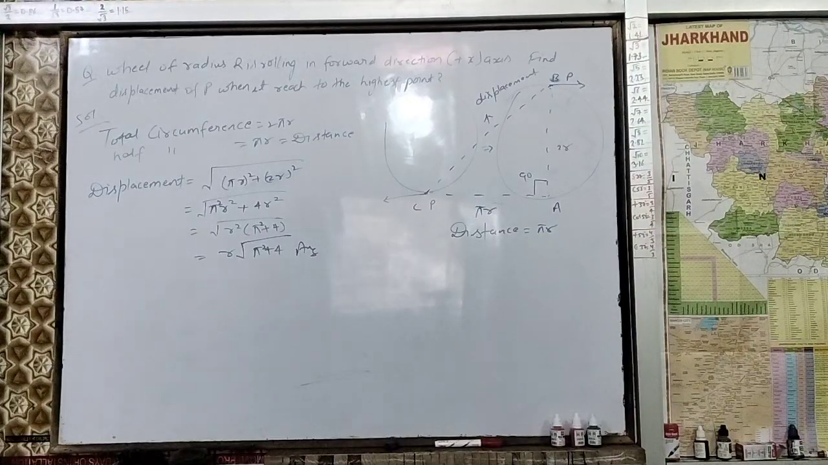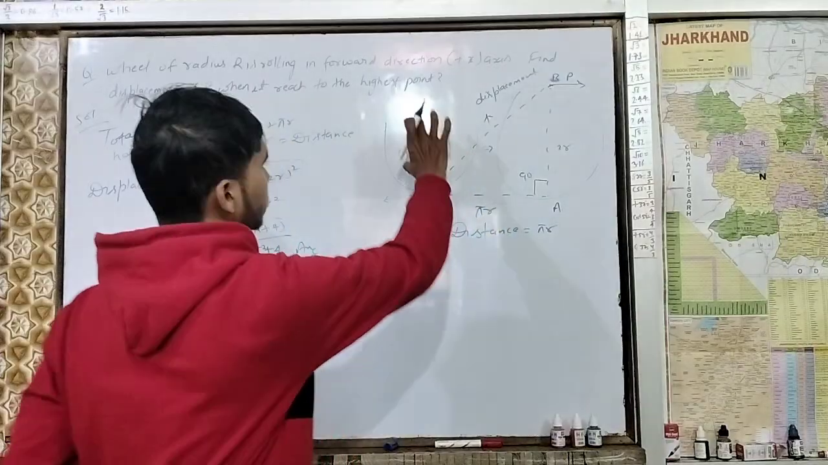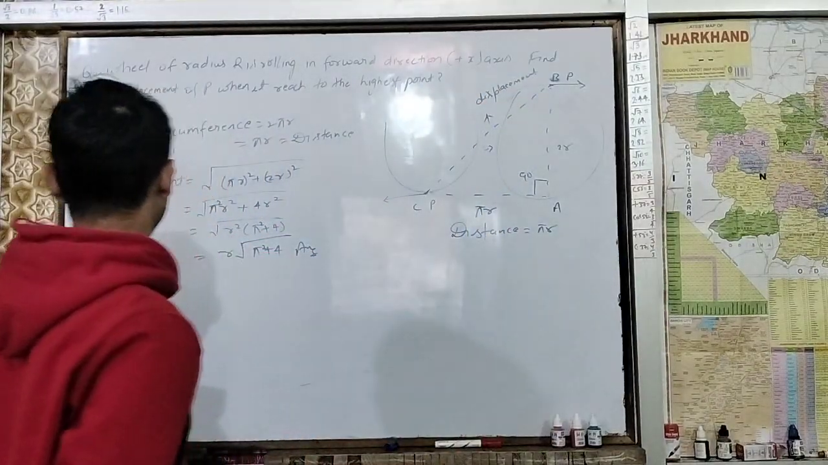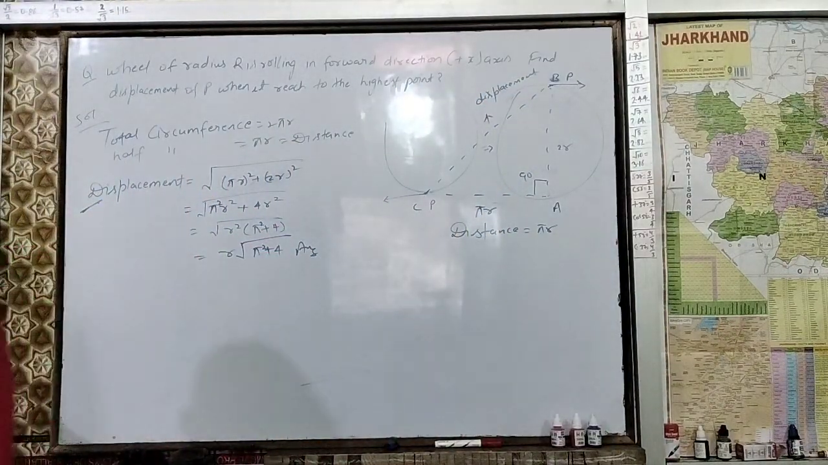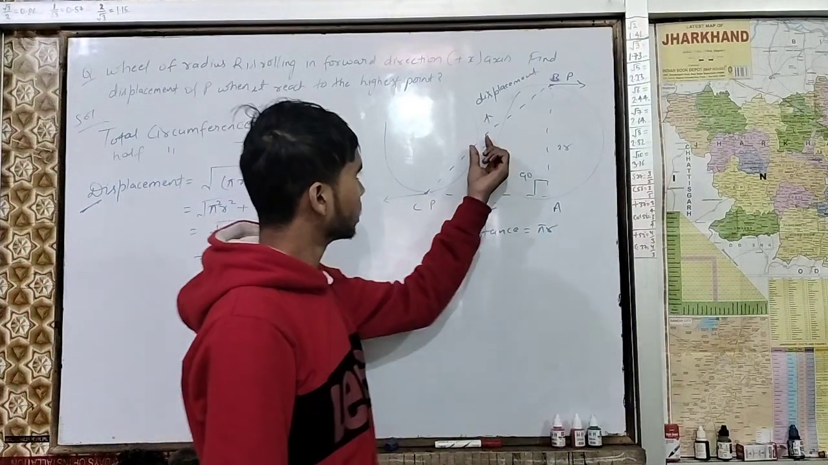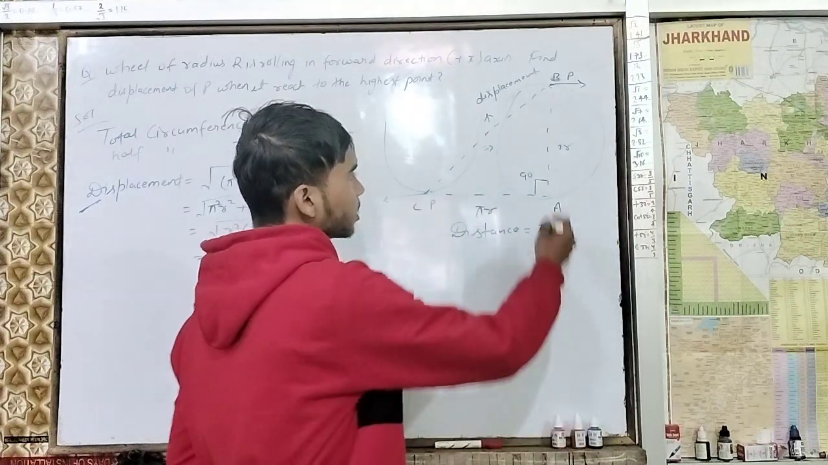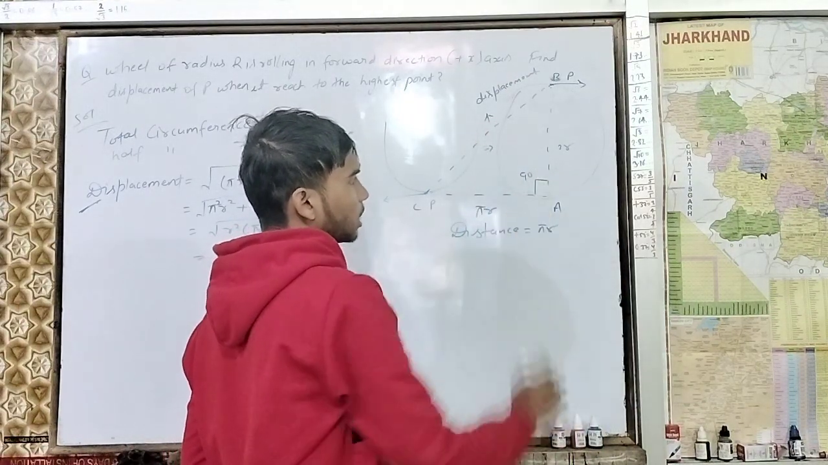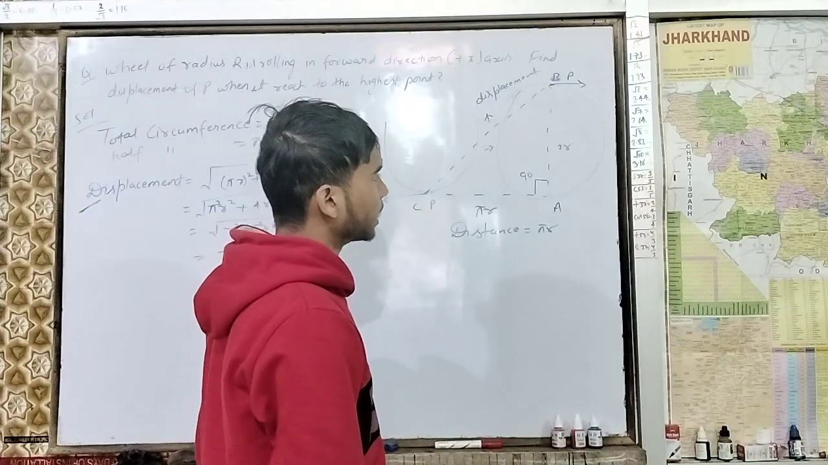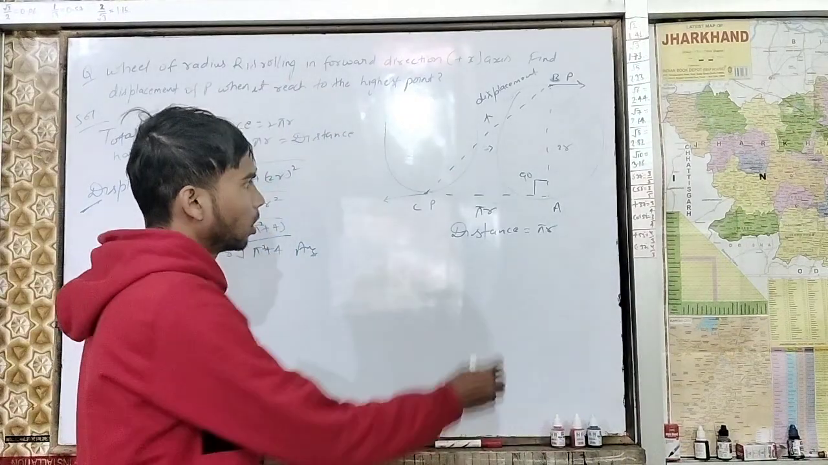Now again, this will be our distance. Distance is just a half circle, but displacement is a little bit different from the distance. So displacement will be just a hypotenuse. We are considering this as a hypotenuse. Why hypotenuse? Because this angle is forming 90 degrees. That's why we are able to apply the Pythagoras theorem.